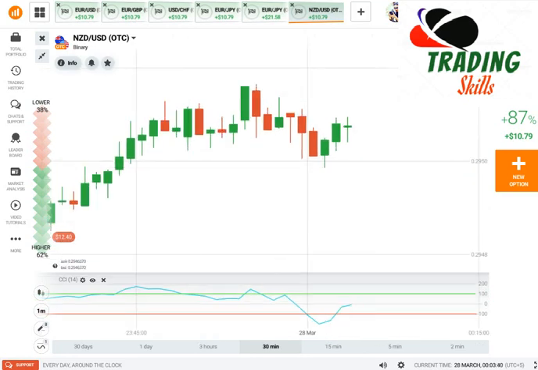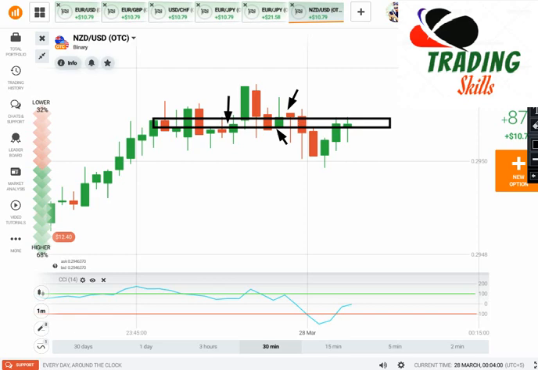Now in this zone, let me show you. Okay, this area is a strong SNR. Now you can see market is exactly at the level right now. Resistance, support, resistance, support, resistance, support. So this area is a strong area. If you analyze the market like this, you can expect here a seller's entry.